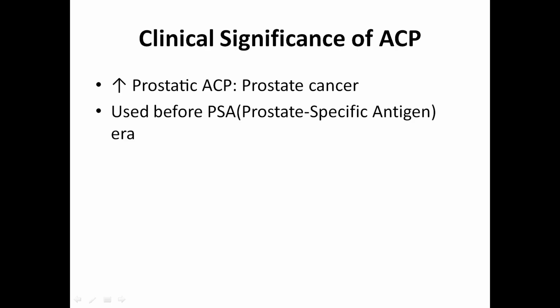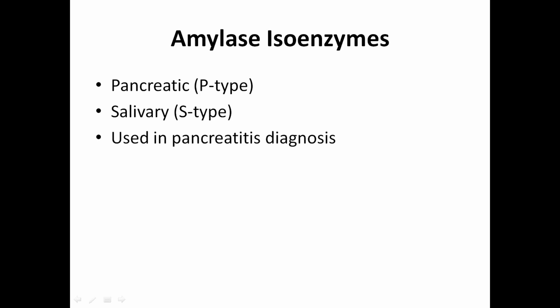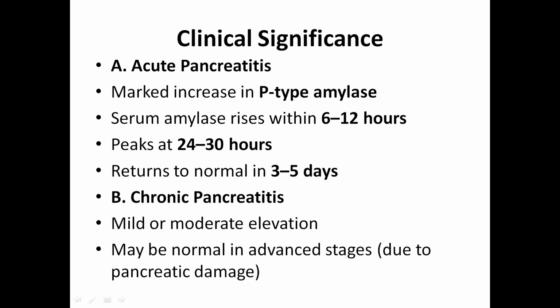But after the prostatic specific antigen era, the prostatic ACP test is not used regularly. Now, amylase isoenzymes. Amylase isoenzyme has mainly two forms, P form and S form. P form indicates pancreatic amylase, S form indicates salivary amylase. These are used in pancreatitis diagnosis.